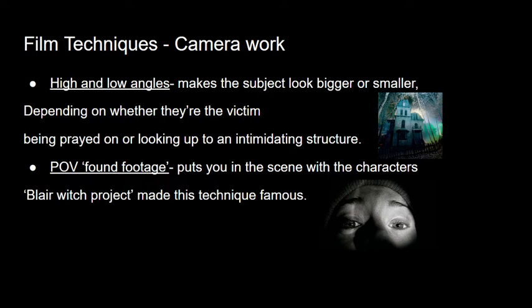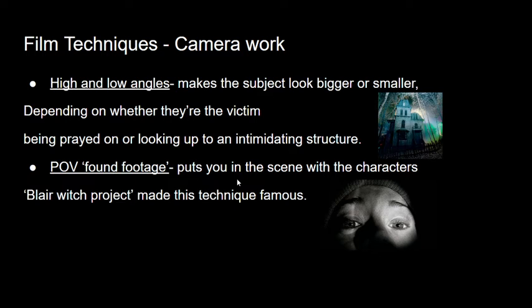High and low angles. This makes the subject look bigger or smaller, depending on whether they're the victim or not. Obviously, horror movies often show someone looking up at a haunted house or a castle from a low angle. It makes the person seem more inferior, and it makes the structure look more intimidating, which again evokes fear and tension within the audience.